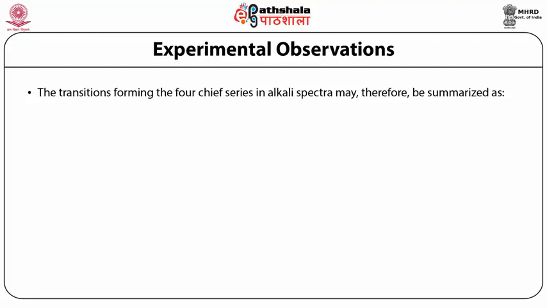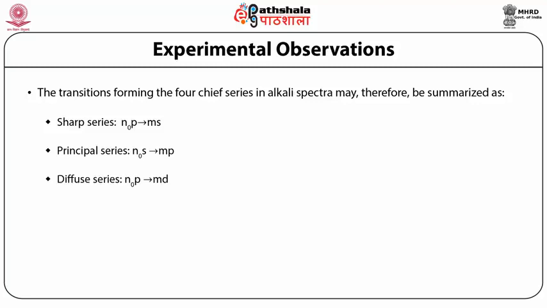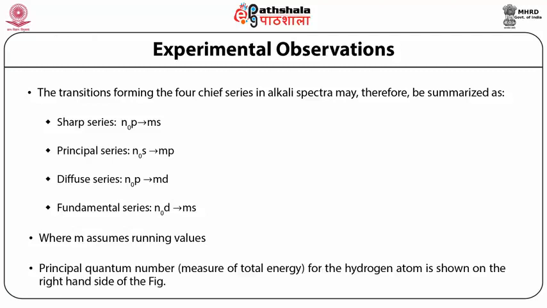The transitions forming the four chief series in alkali spectra may therefore be summarized as: sharp series, the transitions are from n0P to mS. Principal series, the transitions are from n0S to mP. Diffuse series, it is from n0P to mD. And fundamental series from n0D to mF, where m assumes the running values. Principal quantum number, which is a measure of the total energy for the hydrogen atom, is shown on the right hand side of the figure.